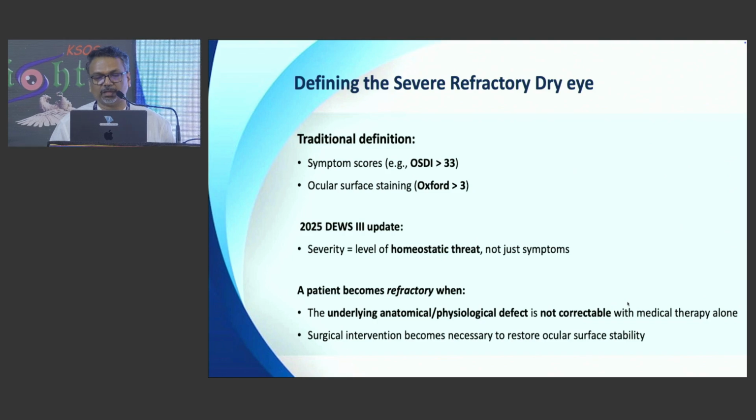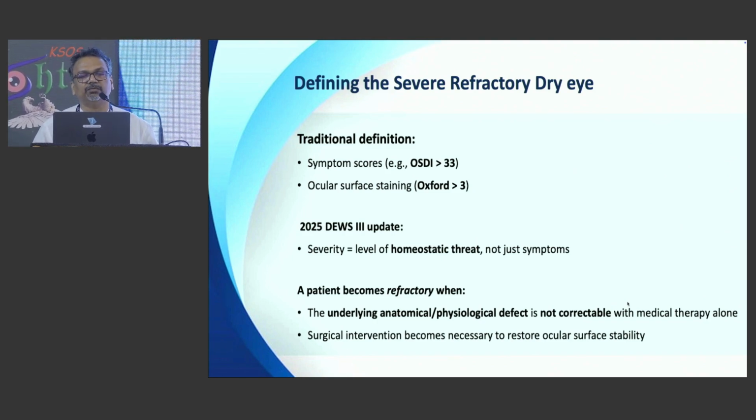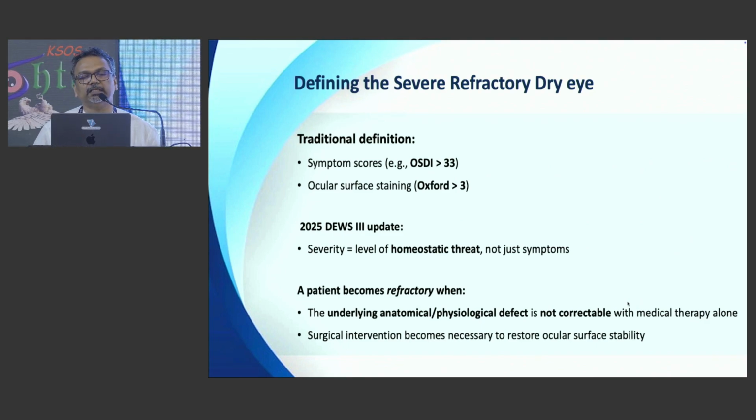Today I will be talking regarding surgical management of severe dry eye. So in the DEWS 3, there is some change in the focus, as earlier speakers told. The traditional definition of severe dry eye was symptom scores with OSDI more than 33 and ocular surface staining more than 3. But the severity in the DEWS 2-3 update is the level of homeostatic threat and not just symptoms.